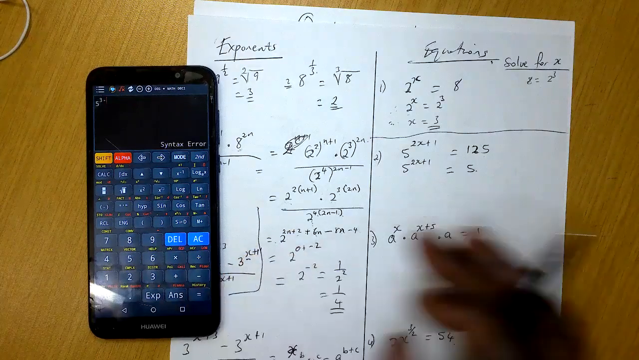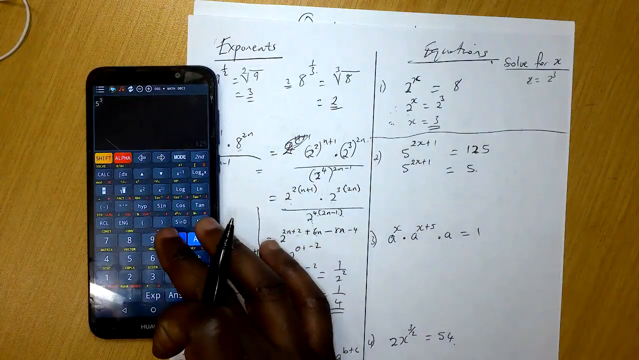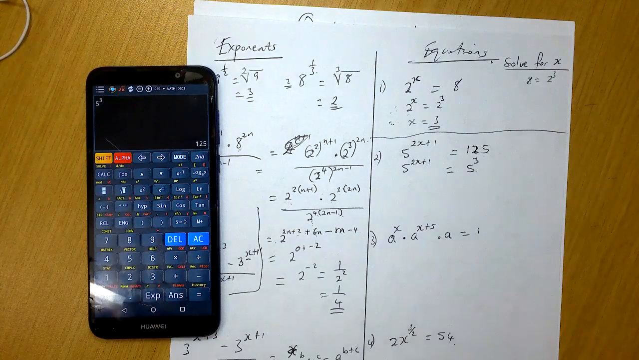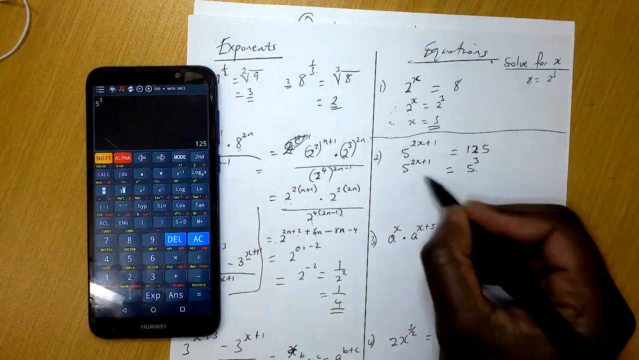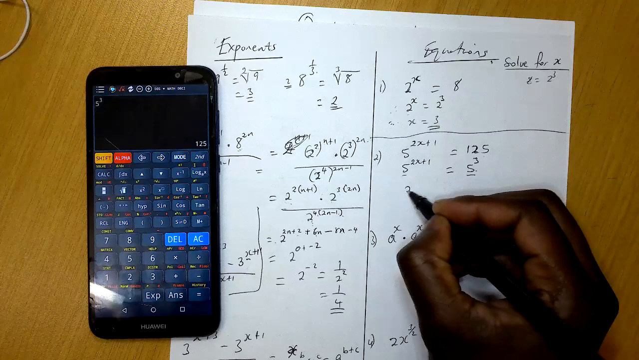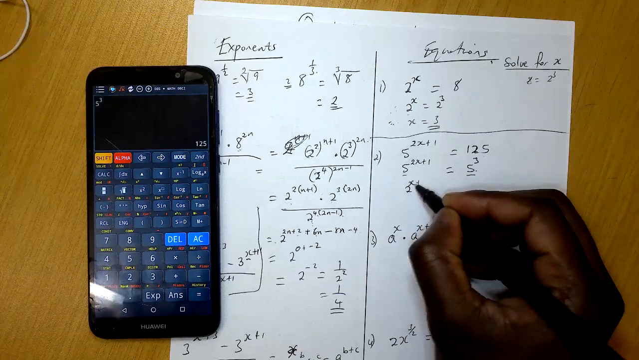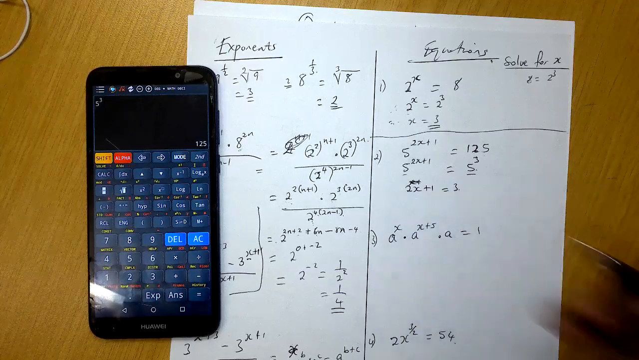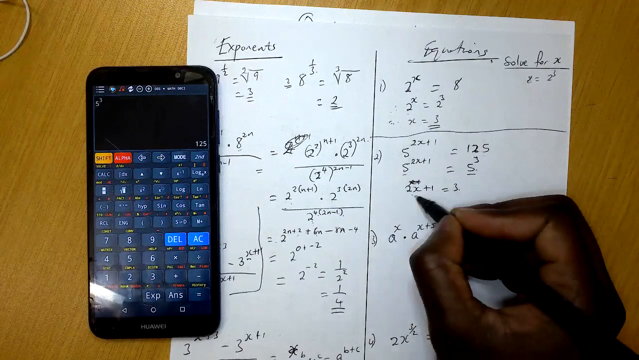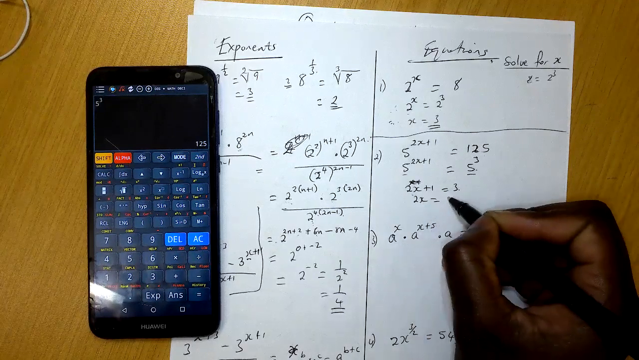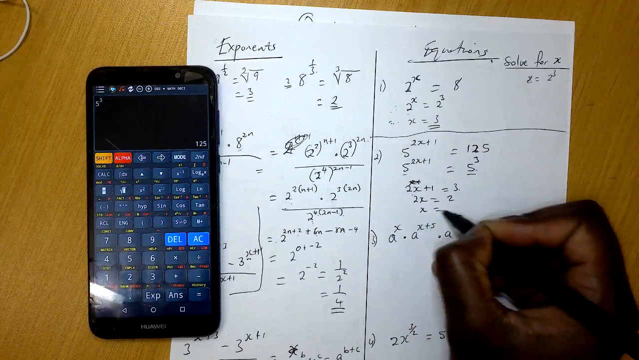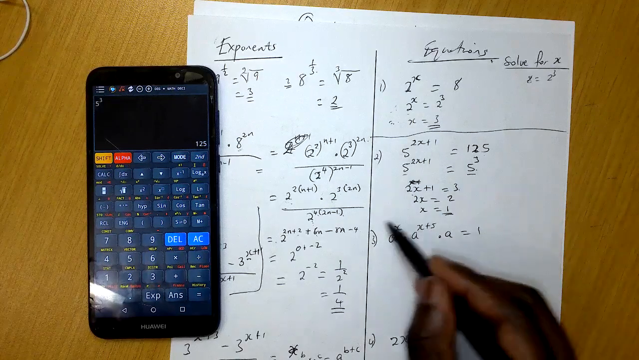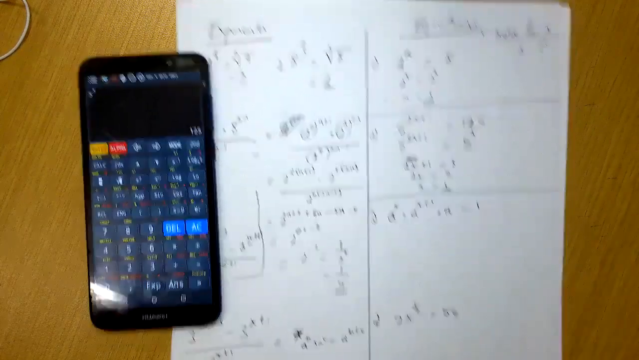So 125 is 5 to the power of 3. Once you're given something like this, since the bases are the same, you are now equating the exponents. You're going to say 2x plus 1 is equal to 3. Simple as that. Then 2x is equal to 3 minus 1, which is 2. Then x is 1, because you divide both sides by 2. Then you found the value of x like that.